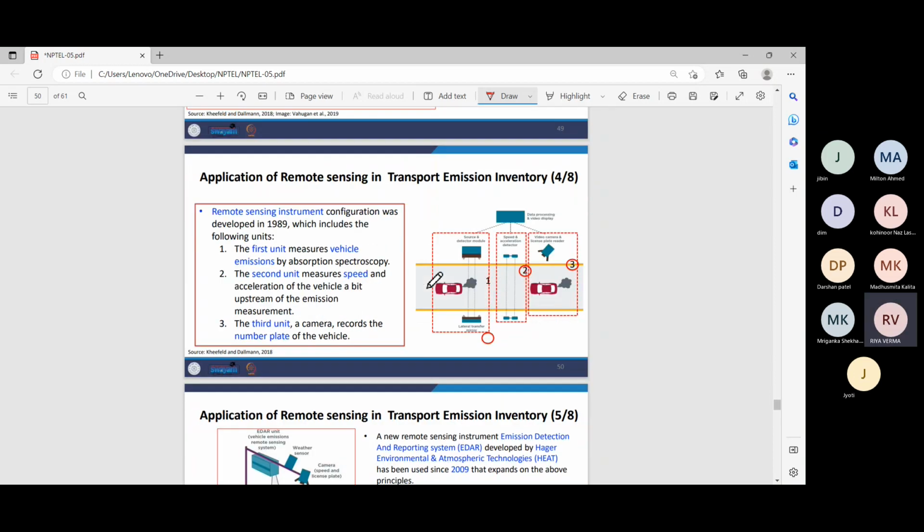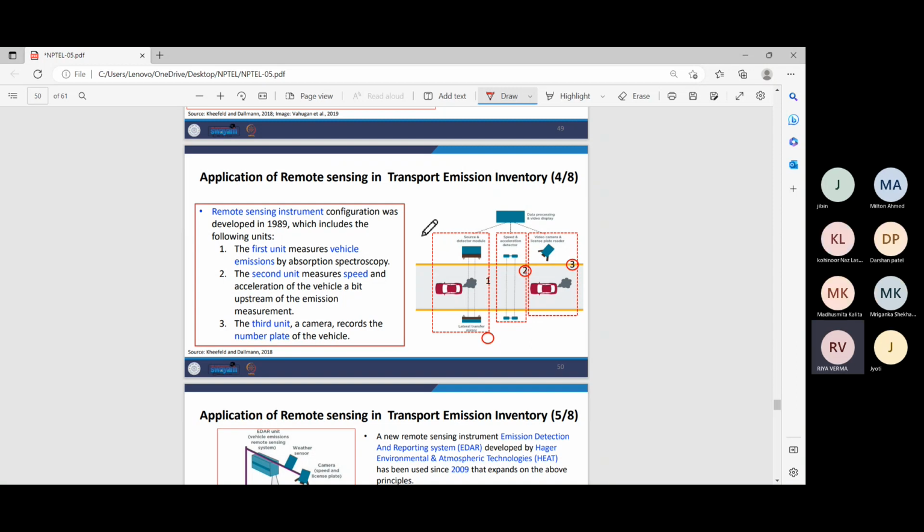Next is the application of remote sensing in transport emission inventory. Basically, it was this instrument configuration, like the speed detector and the source and detector module. Then you have a video camera and license plate reader. So this configuration was developed in 1989. Then this includes the following units.